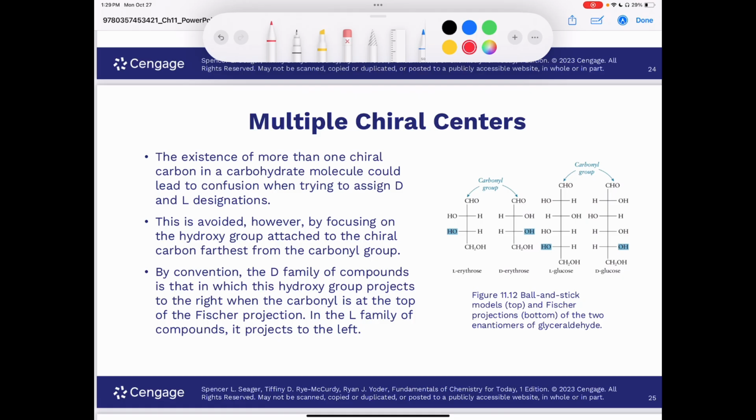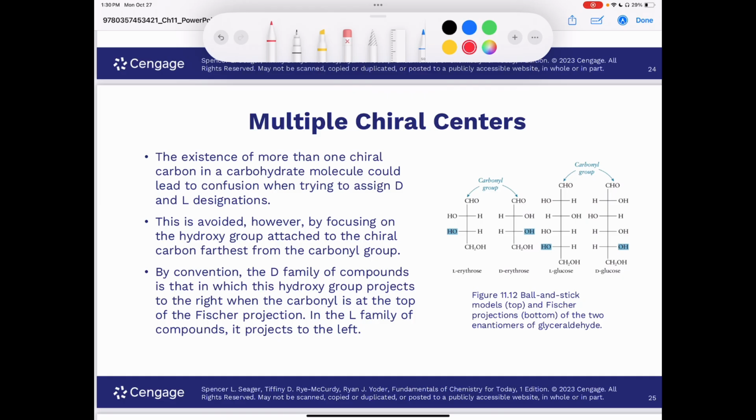Now, like I said, Fisher developed the Fisher projection because he was getting sick and tired of drawing all these dashes and wedges on molecules that had multiple chiral centers. So what do we do in this kind of situation? The existence of more than one chiral carbon in a carbohydrate molecule could lead to confusion when trying to assign D or L designation. So you can imagine we have a rule to avoid confusion. To avoid this, we focus on the hydroxy group that is attached to the chiral carbon furthest from the carbonyl group. And you can see these are the ones that are highlighted in blue here on the right.